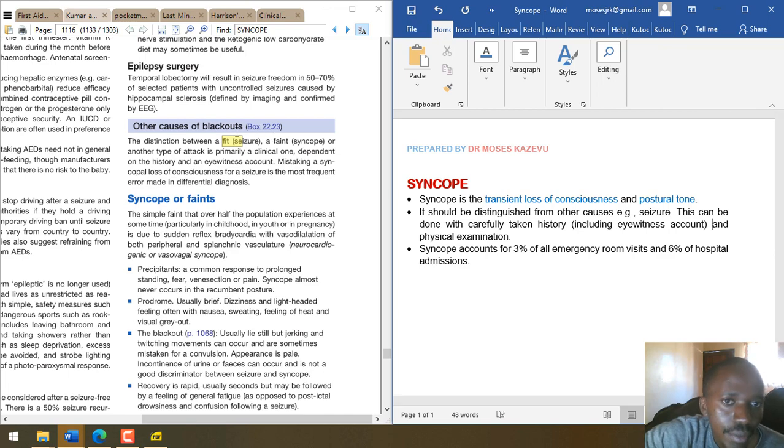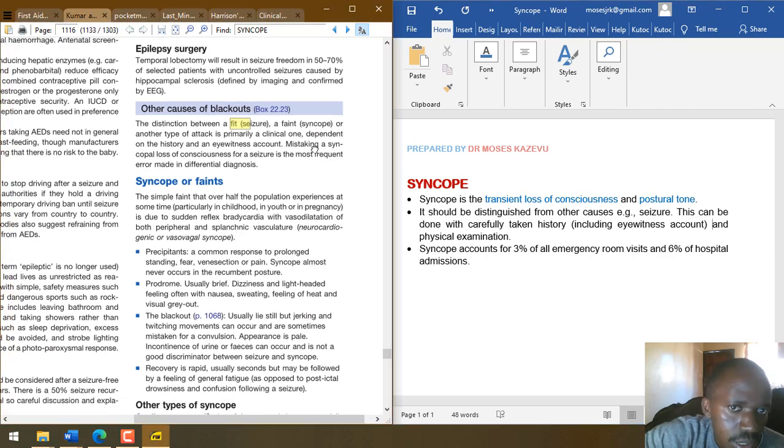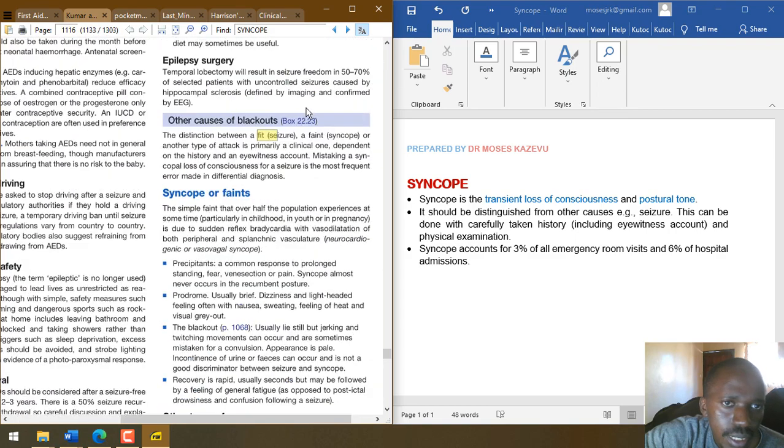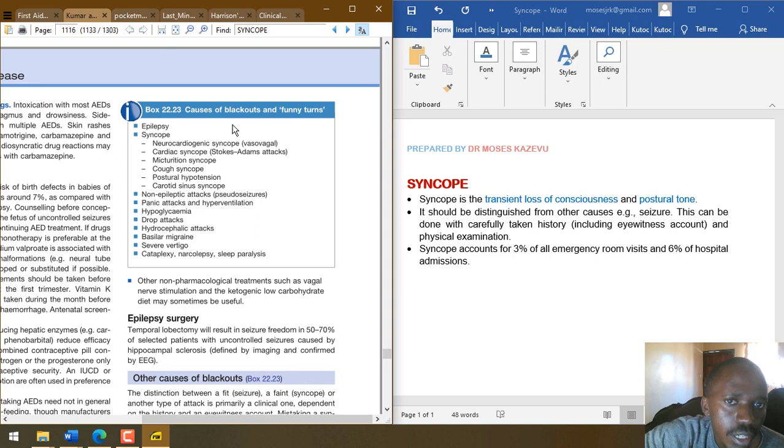So here we have other causes of blackout, box 22.23. So we can just click on that, I think, and it will take us to the box. Here are some causes of blackouts and funny turns. Epilepsy, syncope, and here are the types of syncope. It could be non-epileptic attacks, so pseudo-seizure, panic attacks, hyperventilation, hunger. Hunger, you should eat. Drop attacks, hydrocephalic attacks, basilar migraines, severe vertigo, cataplexy, narcolepsy.